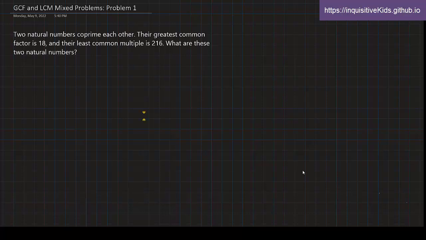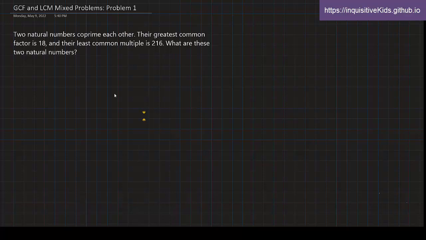Welcome to problem 1 of our GCF and LCM mixed problems. So let's get started. Two natural numbers are coprime to each other. Their greatest common factor is 18, and their least common multiple is 216. What are these two natural numbers?